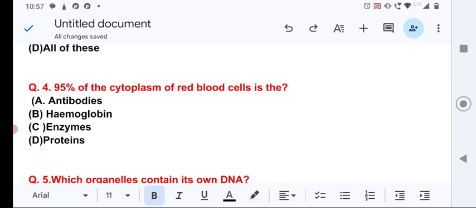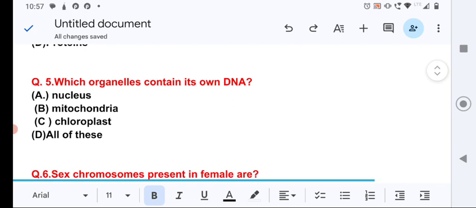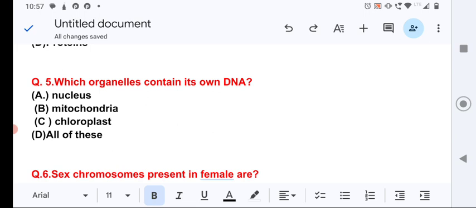Now our next question: which organelle contains its own DNA? DNA, deoxyribonucleic acid, is a type of nucleic acid, and DNA is present inside the nucleus, inside the mitochondria and chloroplast. So option D is the overall answer for this question.